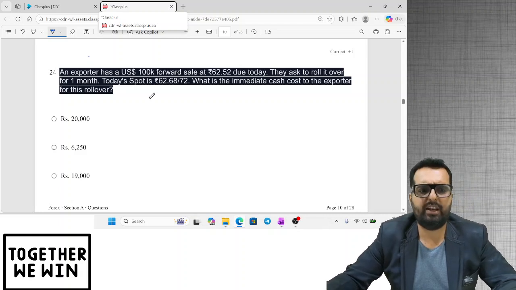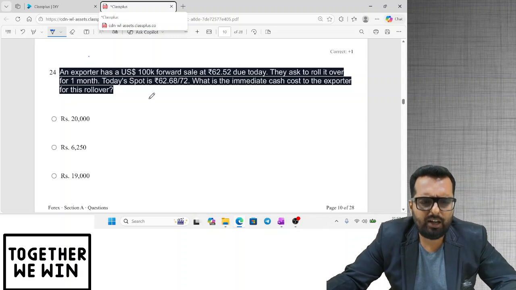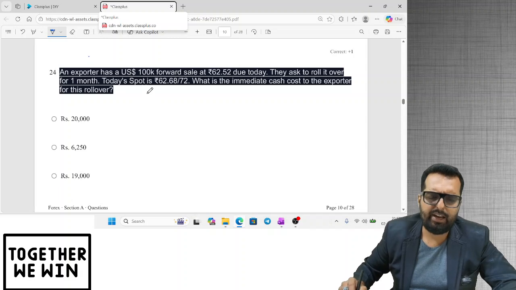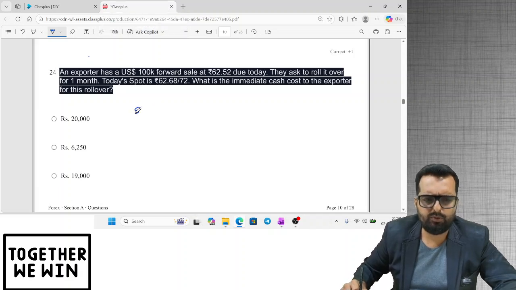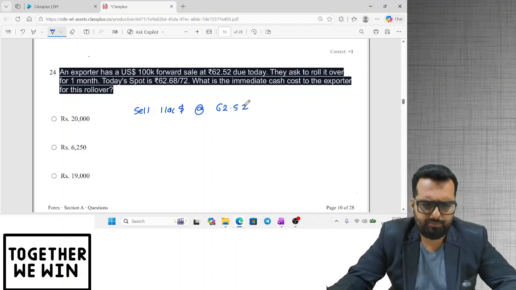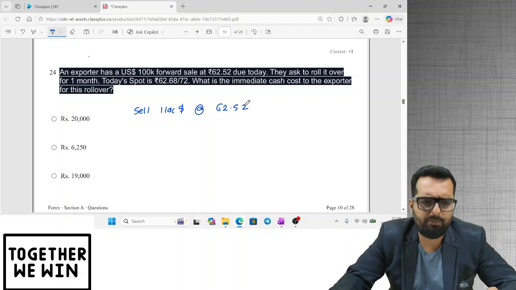Alright friends, let's do the next question now. An exporter has 100K, that is 1 lakh dollar forward sale at 62.52. So he sold 1 lakh dollar at 62.52. They asked to roll it over for 1 month. So how do you roll it over for 1 month? You will have to cancel the contract and extend it for a further period of 1 month.